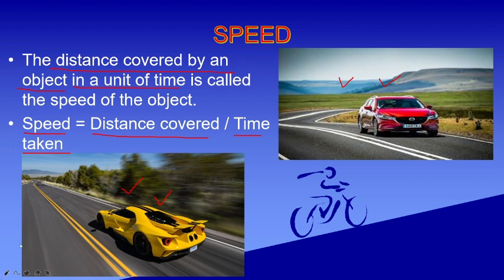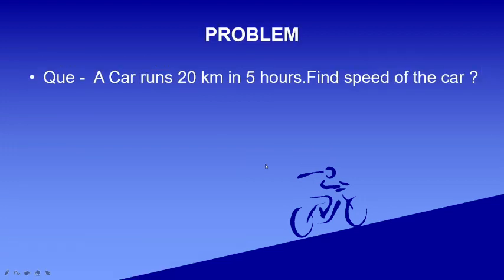In the next slide, one problem is for you. Let's try to find. Here it is given a car runs 20 kilometers in 5 hours. So the 20 kilometers is the distance covered by the car and 5 hours is the time taken by the car. So here two things are given. So we have to find the speed of the car.